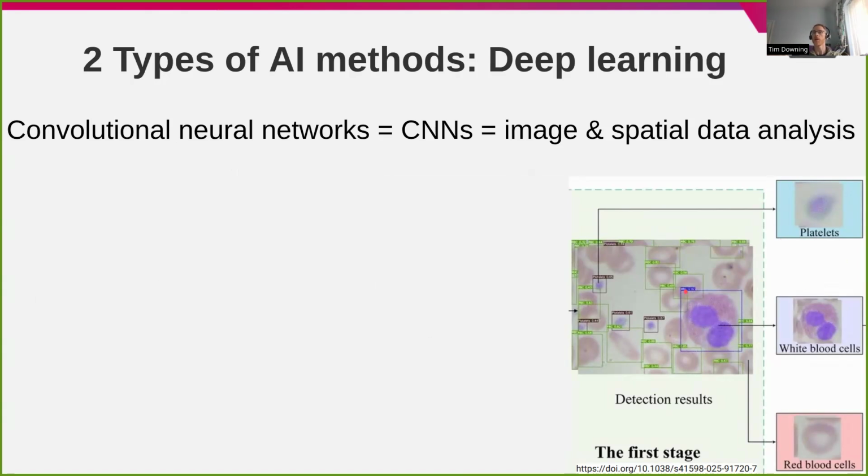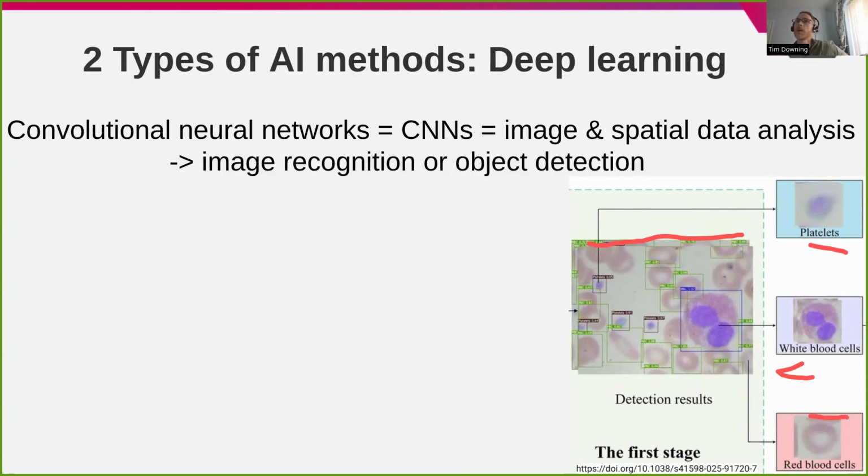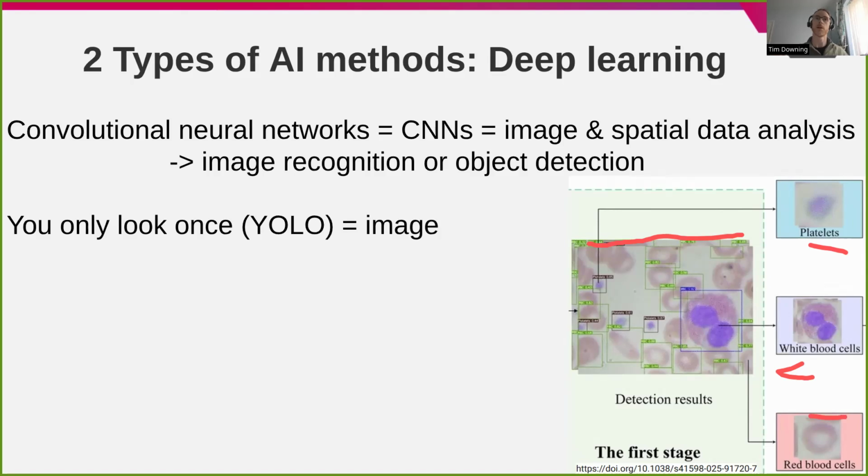For example, here we might have an image of different cells where we want to differentiate platelets from white blood cells from red blood cells, and further into other cell types within those different categories. So they're very good at image recognition or object detection.